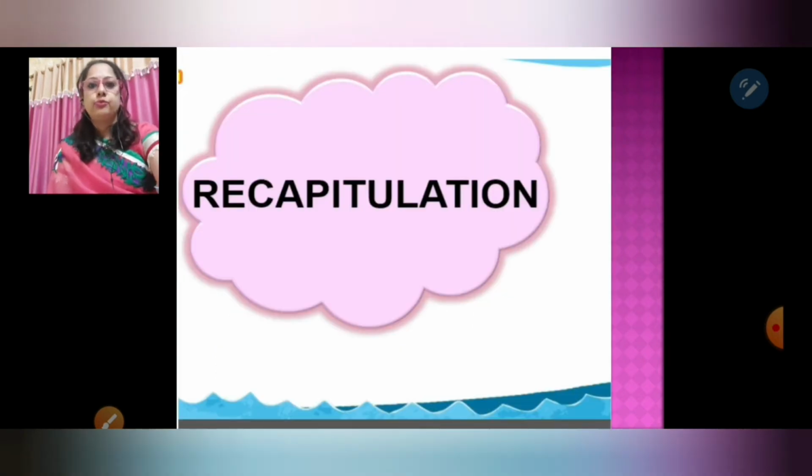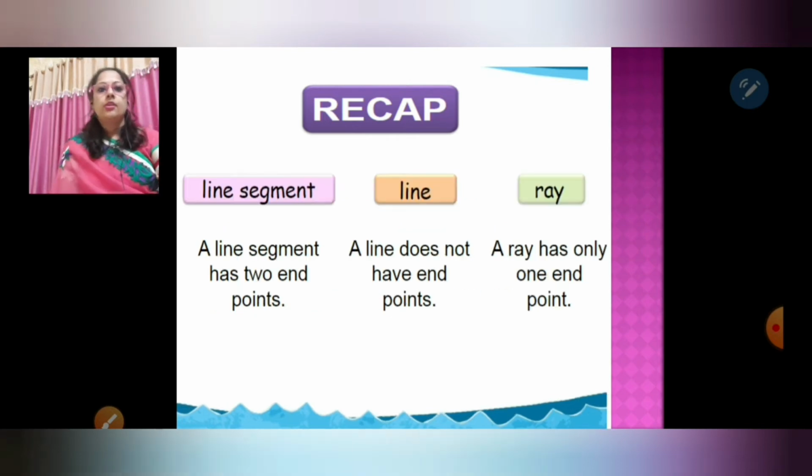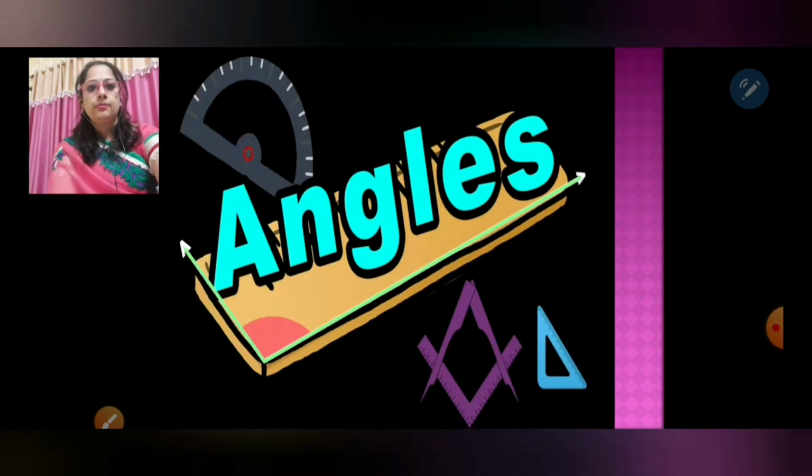Now, let's recapitulate. A point shows a definite position. A point has no length, breadth and thickness. So, generally we can say a point is a position or location. A point is represented by a dot and named by capital letters A, B, X, Y, etc. Now, the difference between line segment, line and ray: a line segment has two endpoints, a line does not have any endpoint, and a ray has only one endpoint.